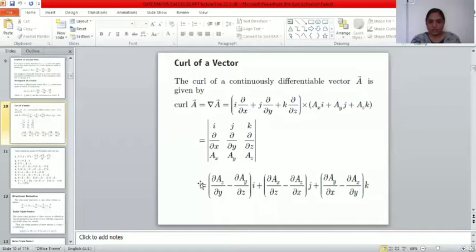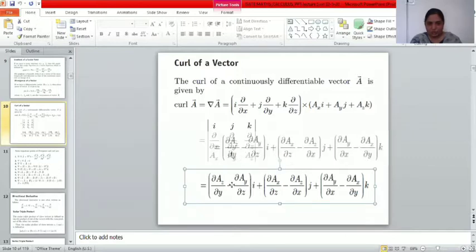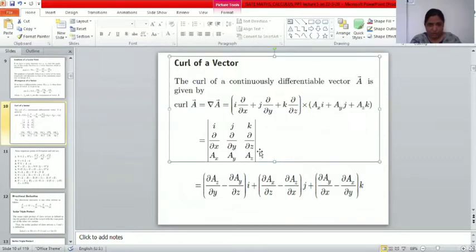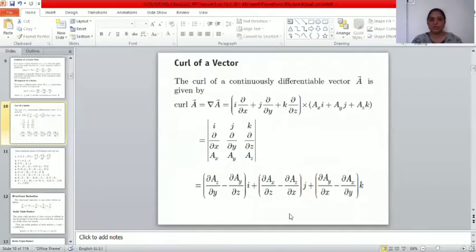Determinant of this, if we find, we know how to find a determinant. First, i into cross multiply these two minus cross multiply these two. This term is here. Then if I am writing plus j, remember, if I am writing plus j here, then this term first and minus this term. If I am writing minus j here, then this term, this into this minus this into this, plus k bar into dou by dou x of ay minus dou by dou y of ax. This is the definition of a curl.